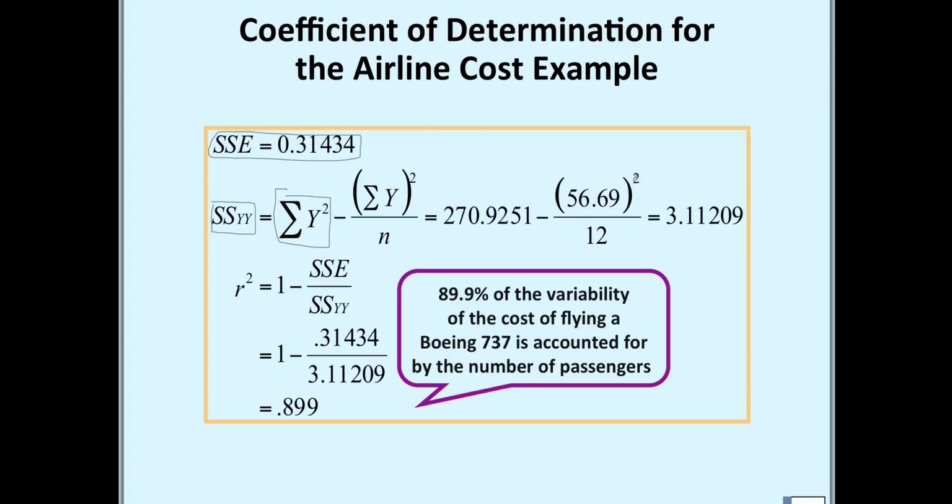If you do the math and just plug in numbers, you get 3.11 for total amount of variation. So your R squared is 1 minus SSE divided by SSY. SSE was 0.33, SSY was 3.11. So your R squared is 0.899. That means 89.9% of the variability of the cost of flying is accounted for by number of passengers. So that's a very strong model because you were able to capture 90% of its variability.